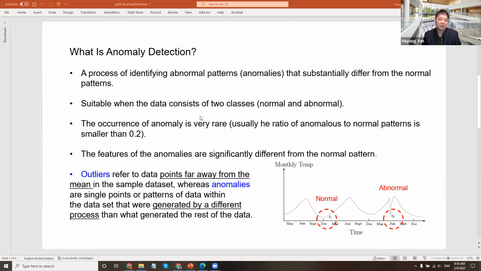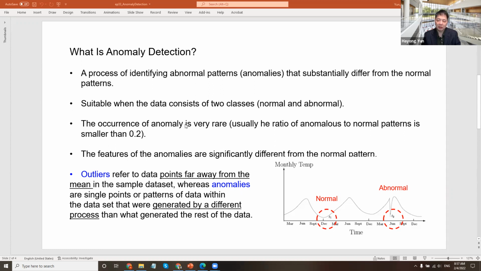What is anomaly detection? It's a process of detecting abnormal patterns, anomalies we call them, that substantially differ from the normal patterns. It's suitable when the data consists of two classes. It works at best as such, like normal and abnormal. And it also works well when the anomaly is relatively rarer than the normal.